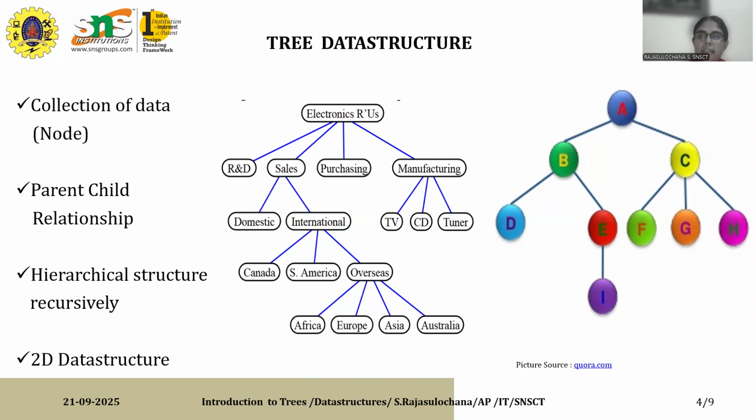A tree ADT can be considered as a finite collection of nodes where each node stores data or information. This tree represents the parent-child relationship, and it is considered a hierarchical structure which is defined recursively, and of course it is a 2D data structure. All the data is stored in 2D format.